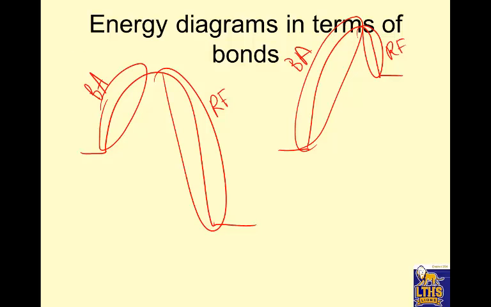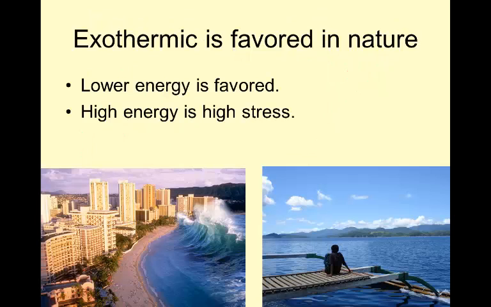So finishing up here, exothermic reactions are favored in nature. Why? Well, let's look at what happens. This is low energy, this is lower than this. So nature wants to go low with energy. Why? Think about it. If you're lower in energy, you're chill. I have low energy, I'm chill. Oh, this looks fun. High energy is stress. So what does nature want? Nature wants low energy. The natural tendency of chemical reactions is to go lower in energy.